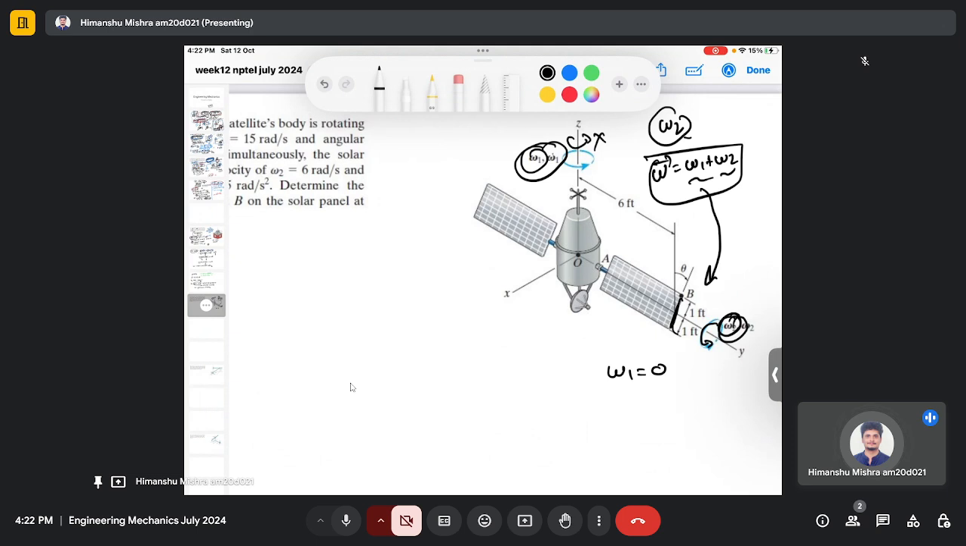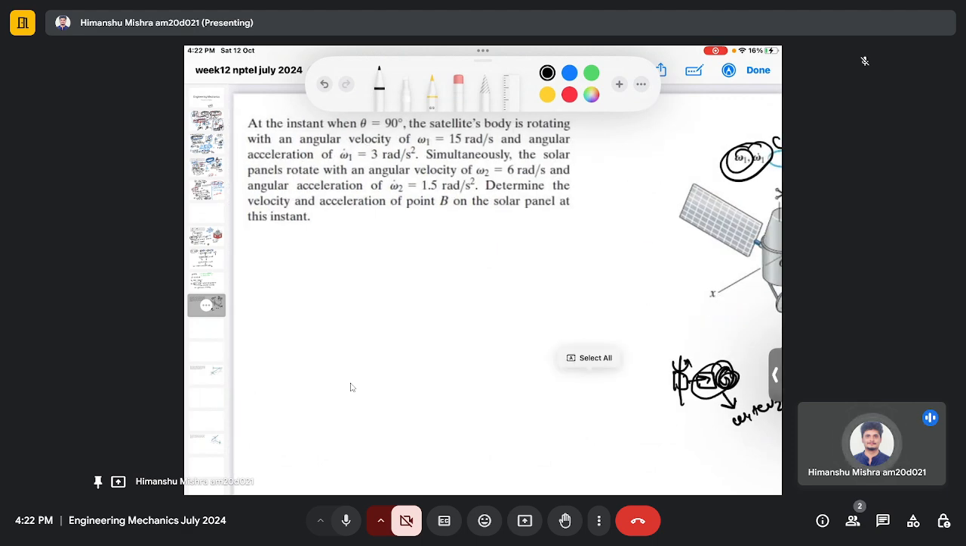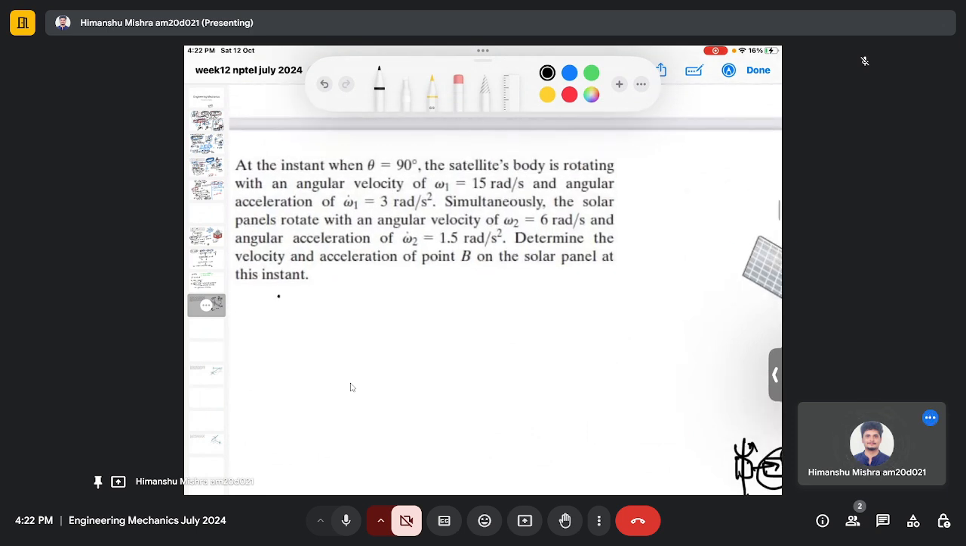But since we have another angular motion in the z axis, which is the angular motion of the satellite, what is happening? The satellite is rotating and at the same time the solar panel is rotating in some other direction. So two motions are actually occurring at the same time. So the resultant motion will not be just omega 2. It is actually omega 1 plus omega 2. So my resultant angular velocity will be omega 1 plus omega 2.